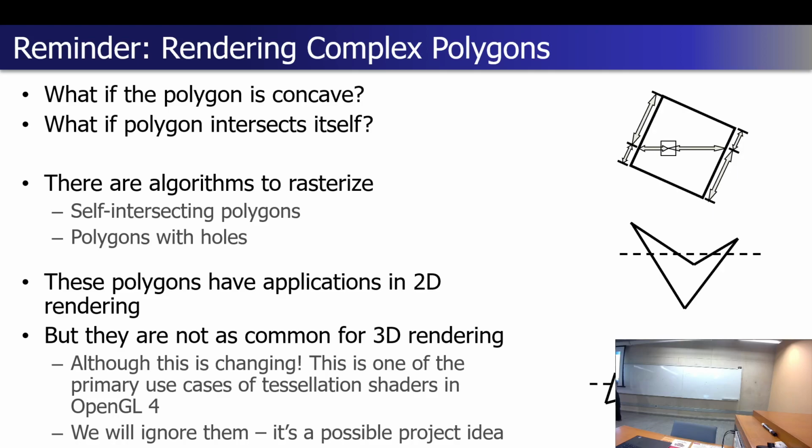There are algorithms to rasterize concave polygons, as well as polygons that are self-intersecting, as well as polygons that have holes in the interior. There are all sorts of algorithms, and there are books written on the subject. For more traditional 2D CAD rendering, there's a reason we would want to support that. In 3D rendering in modern hardware, the use of those algorithms is not nearly as common. Having just said that, this is slowly changing.